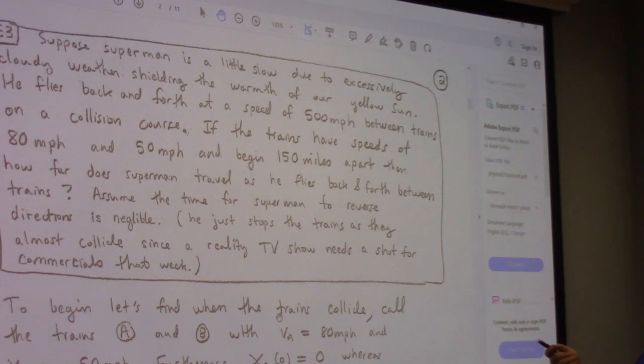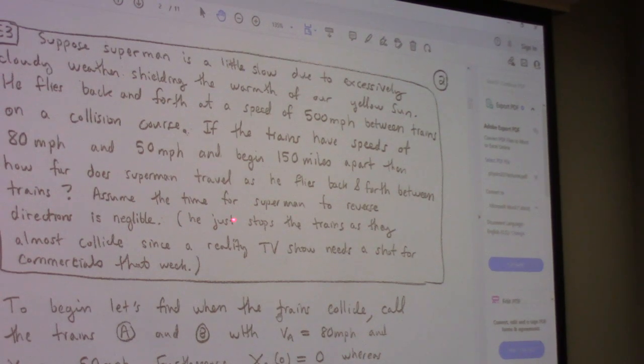So here's a silly problem. Suppose Superman is a little slow due to the excessively cloudy weather shielding the warmth of our yellow sun. He flies back and forth at a speed of 500 miles per hour between trains on a collision course. The trains have speeds of 80 miles per hour and 50 miles per hour respectively, and they begin 150 miles apart, all right? The question then is, if Superman travels back and forth between the trains, so he's flying back and forth trying to get people off the trains, right? And assuming that the time Superman takes for reversing directions is negligible, right?